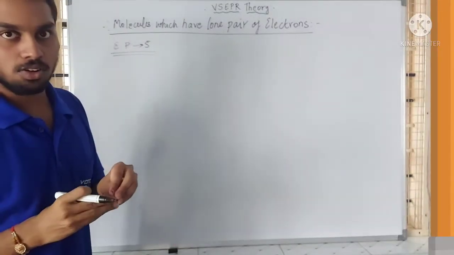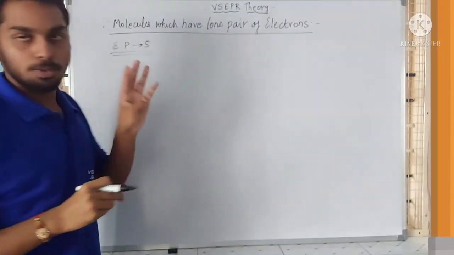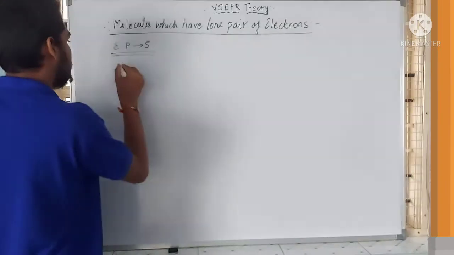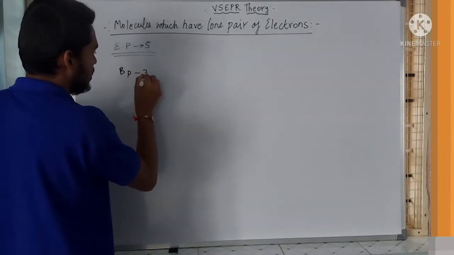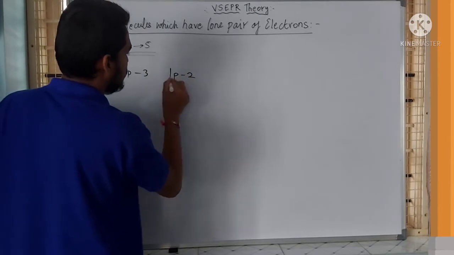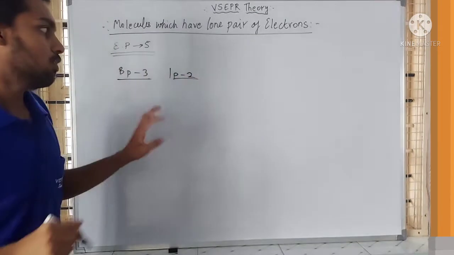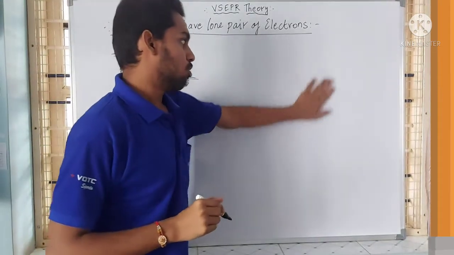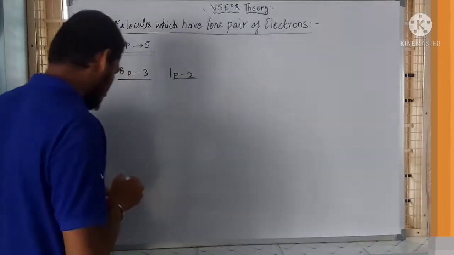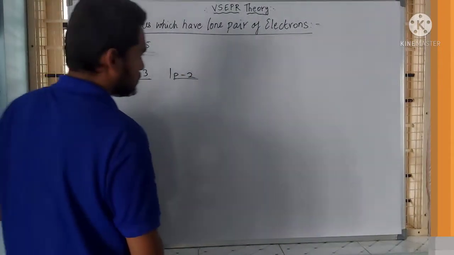The first one you already saw: the bonded pairs are 4 in number and the lone pair is 1. So let us go with the second one, that is, bond pairs are 3 and lone pairs are 2 in number. Now let us see what the molecular geometry is.